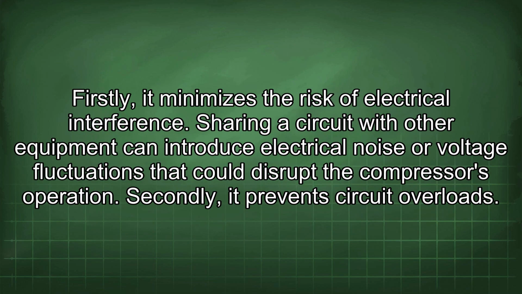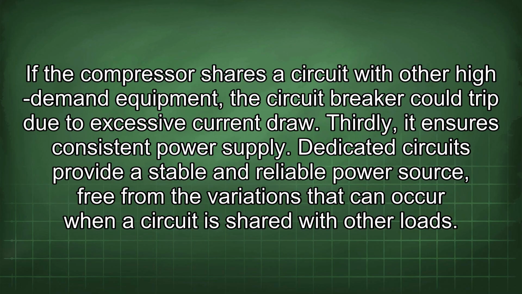Several reasons underscore the need for dedicated circuits for fire alarm air compressors. Firstly, it minimizes the risk of electrical interference. Sharing a circuit with other equipment can introduce electrical noise or voltage fluctuations that could disrupt the compressor's operation. Secondly, it prevents circuit overloads. If the compressor shares a circuit with other high-demand equipment, the circuit breaker could trip due to excessive current draw. Thirdly, it ensures consistent power supply. Dedicated circuits provide a stable and reliable power source, free from the variations that could occur when a circuit is shared with other loads.